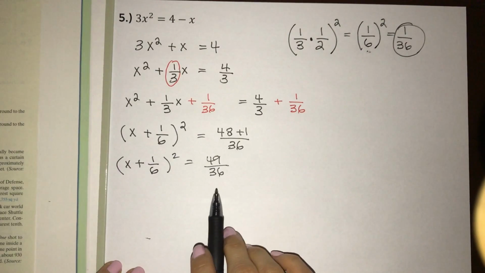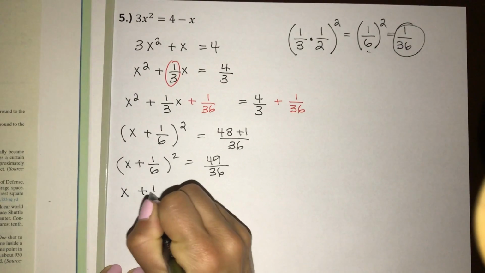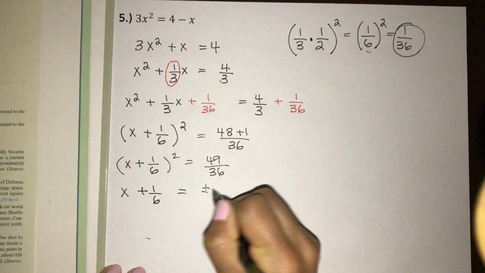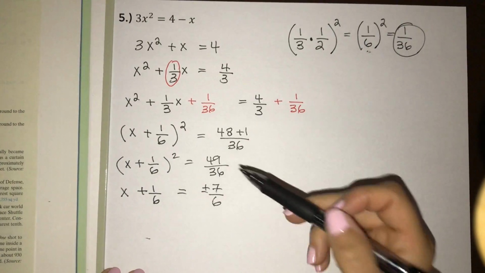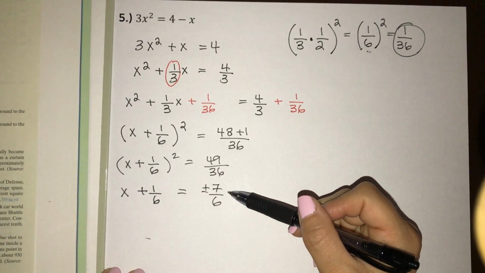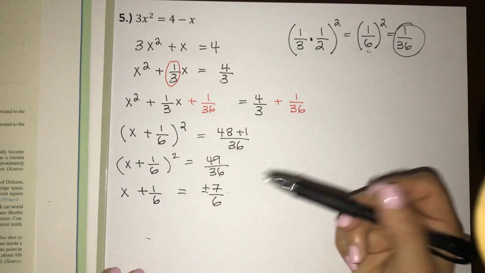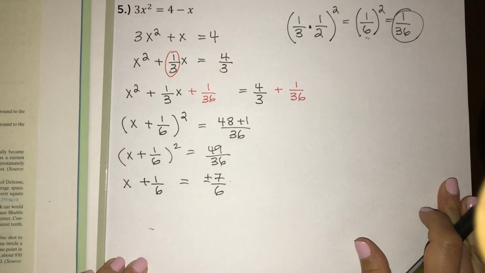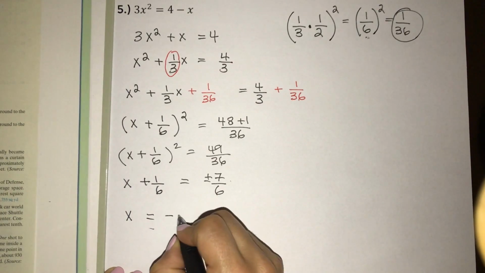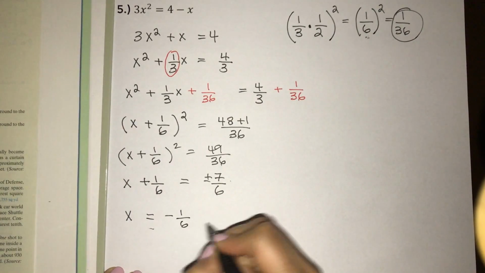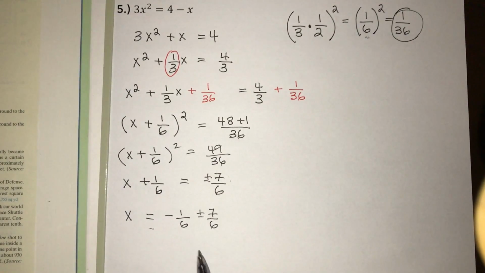Okay, now we use the square root property. Take the square root of both sides. Don't forget plus or minus. So I have that. This right here doesn't contain any radicals, so we can actually calculate the two values. So what's going to happen is we're going to get x equal to -1/6 plus or minus 7/6. I can calculate what the two answers are.